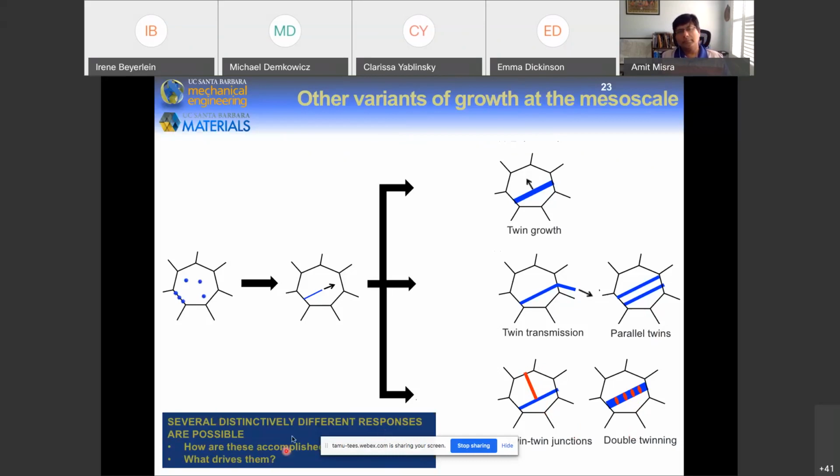So some of the big questions then become, how are these different mechanisms accomplished? They will have different activation barriers, and they would also be dependent on the local environment.